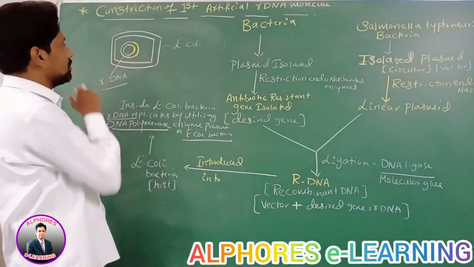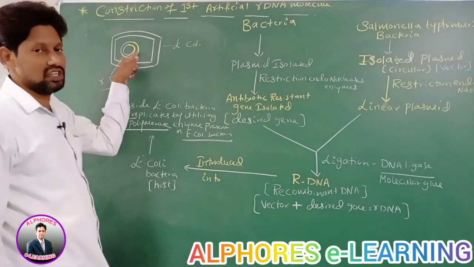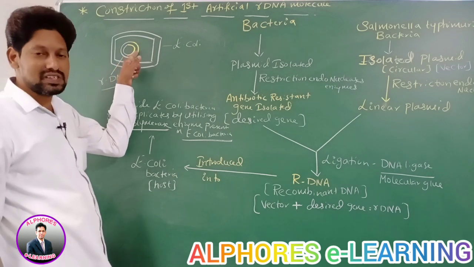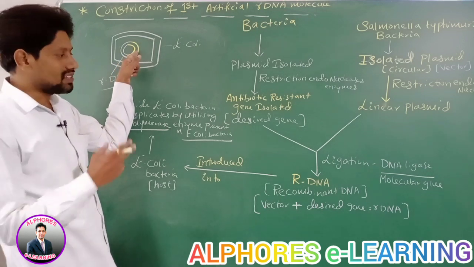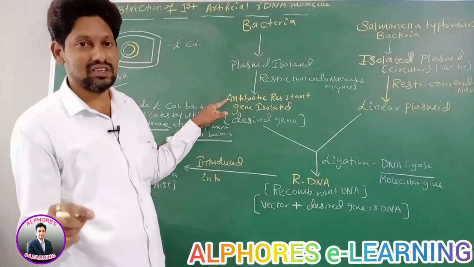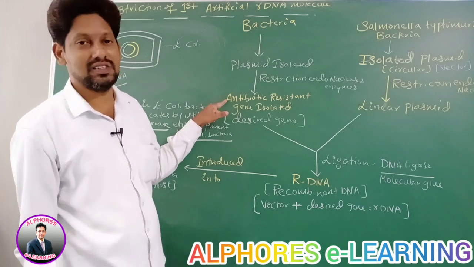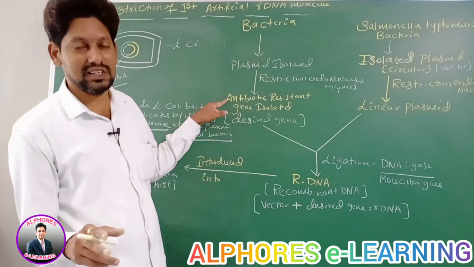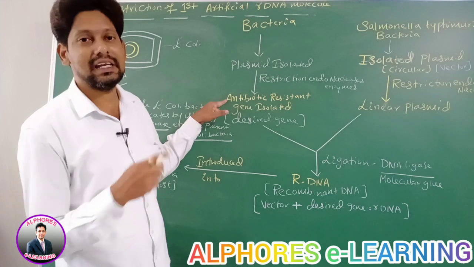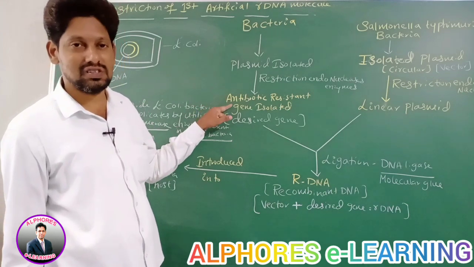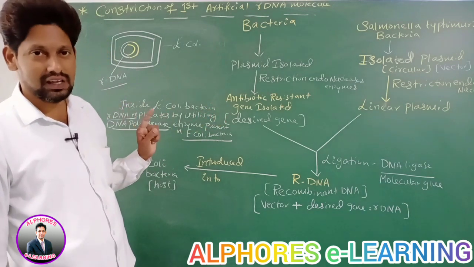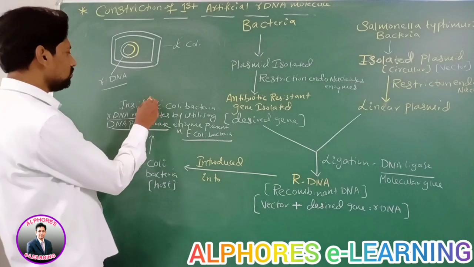Listen to this statement carefully. rDNA means what plus what? Vector plus desired gene, yes or no? If rDNA replicates, along with rDNA what is replicating? The desired gene is replicating. What is the desired gene here? Antibiotic resistant gene is the desired gene. It means the desired gene has been cloned. Therefore, this cloning is called gene cloning. What was the first gene that was cloned? Antibiotic resistant gene. Are these statements okay? Clear?